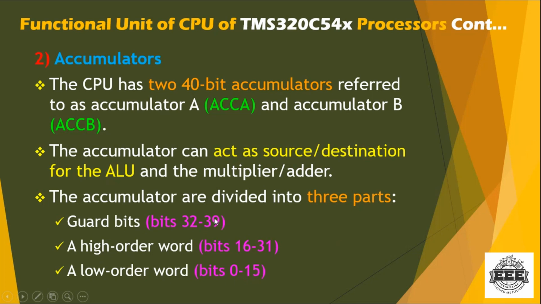So the total accumulator bits present are from 0 to 39. From 0 to 15 is the low order, then 16 to 31 is the high order, then 32 to 39 is the guard bit order. So the total bit count present here goes up to bit 39.